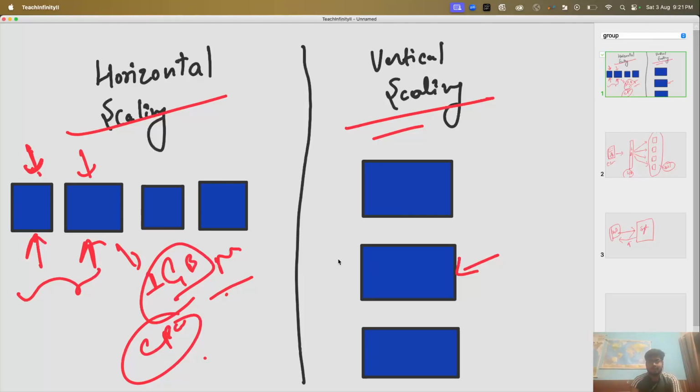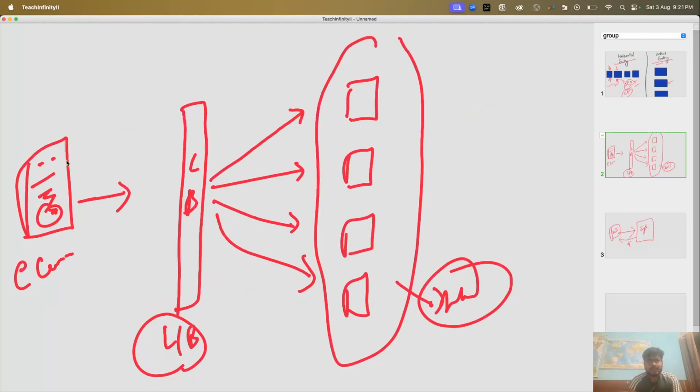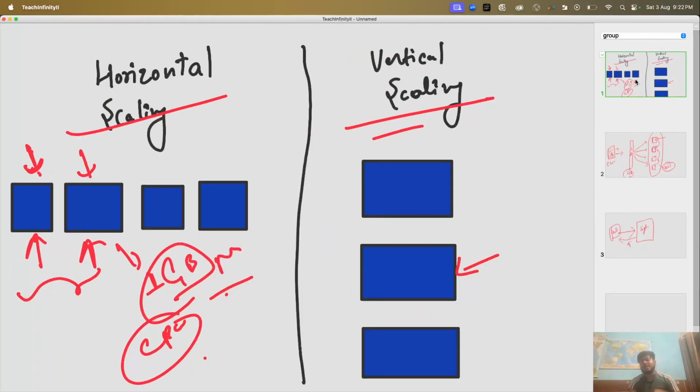Suppose it is doing some updates. The data gets updated in this particular node, but it does not get updated in this node. So it will take some time to sync up the data from this to this, so that all the systems will have the same data. So it takes time to make the data consistent among all the systems.